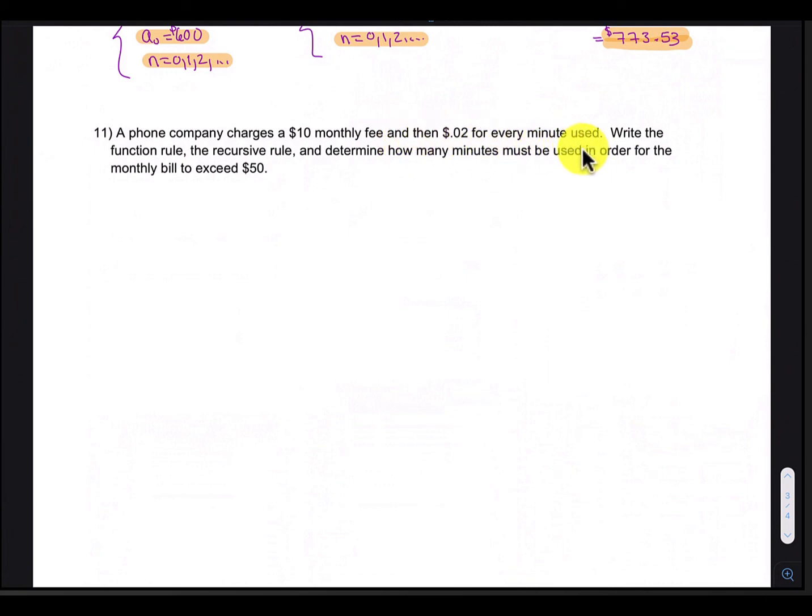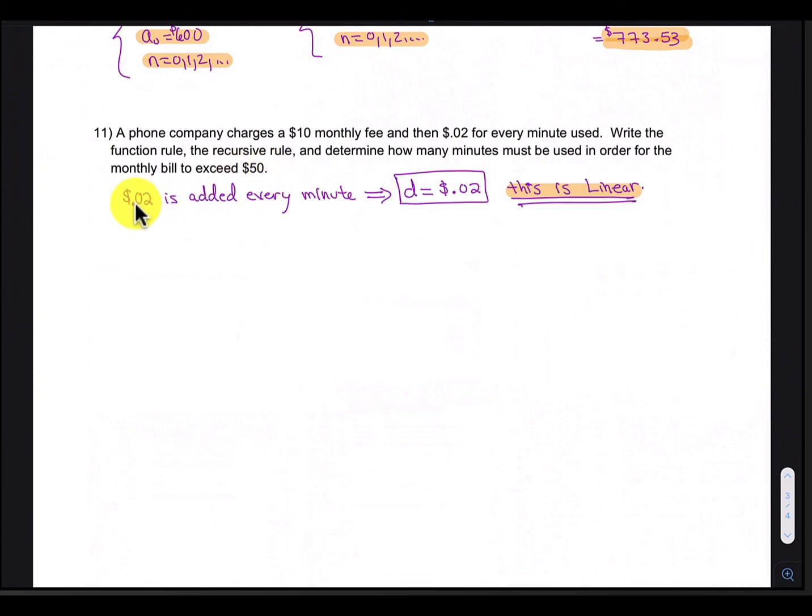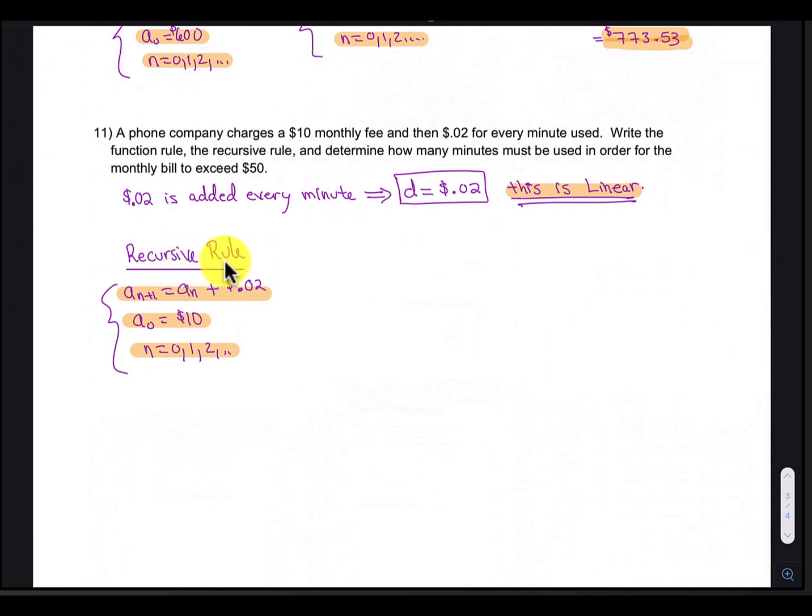All right, for number 11, it says a phone company charges a $10 monthly fee and then 2 cents for every minute used. Write the function rule, the recursive rule, and determine how many minutes must be used in order for the monthly bill to exceed $50. First, we recognize that 2 cents is added every minute. So we have a common difference of 2 cents, and therefore this is linear. The recursive rule for linear is a sub n plus 1 equals a sub n plus the number you're adding every time, which is 0.02 or 2 cents.